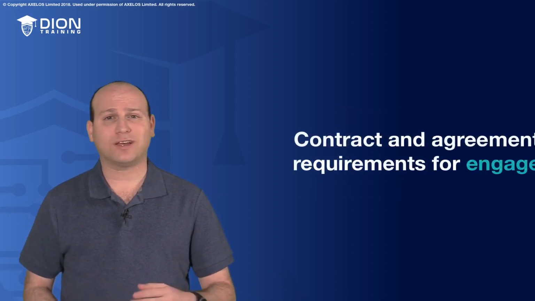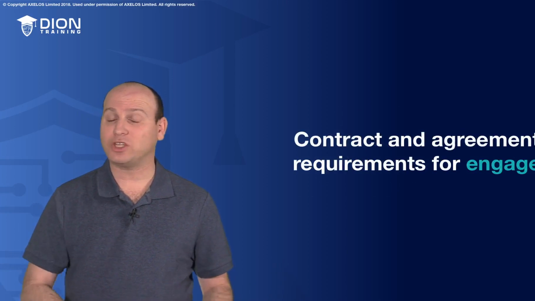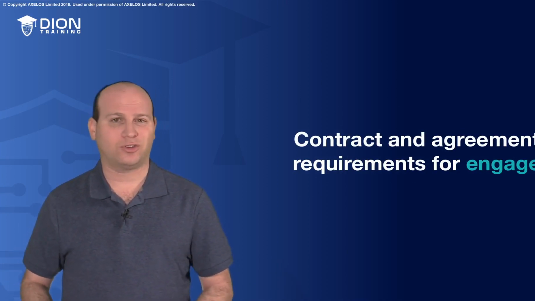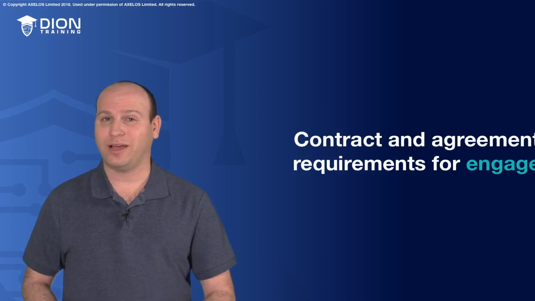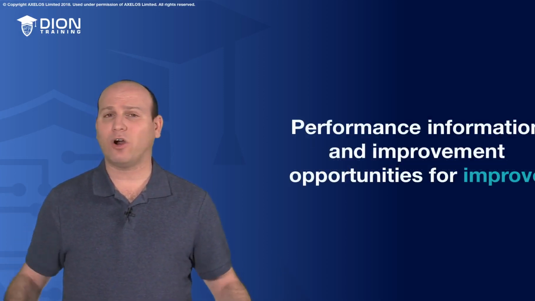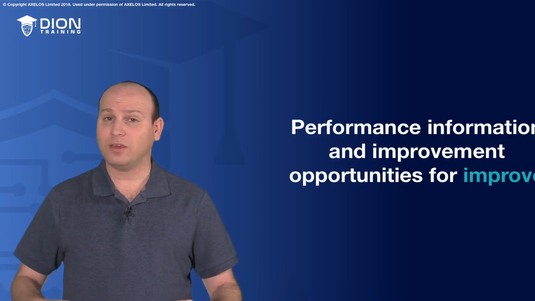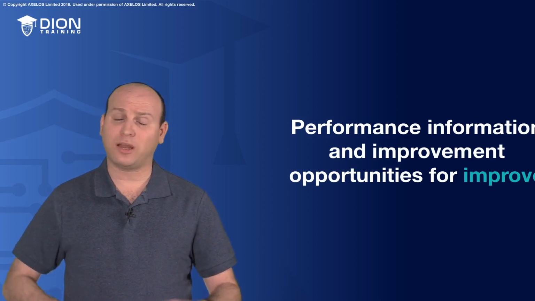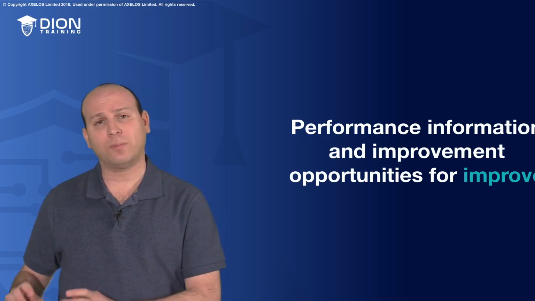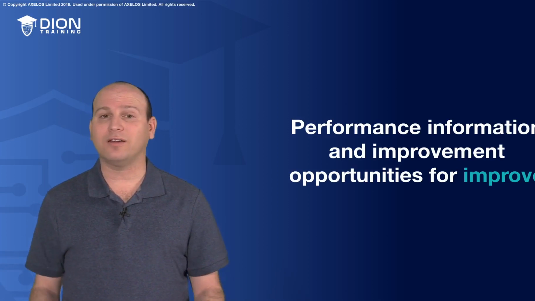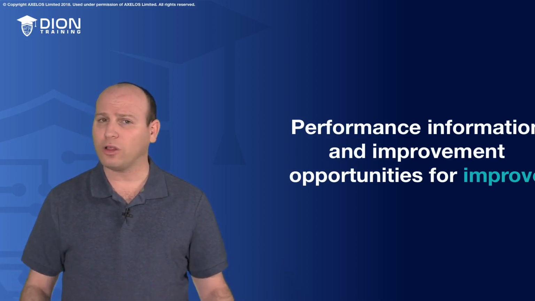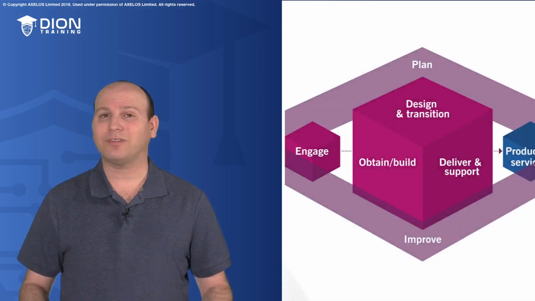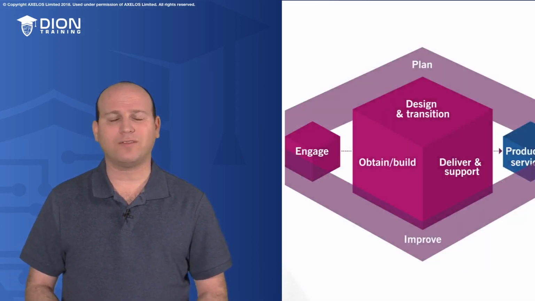Now, when we go back to contracts and agreements, we're going to send all that information and the requirements we have for those back to Engage, who's going to engage with those external stakeholders, those partners, and those suppliers. And finally, we're going to get all of the information about our own activity here inside of the Obtain and Build, and we're going to collect that performance information and improvement opportunities and pass that over to the Improve activity. That way they can consolidate that and look holistically across all of the activities and figure out how we can best improve ourselves.